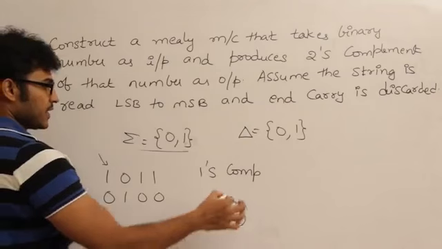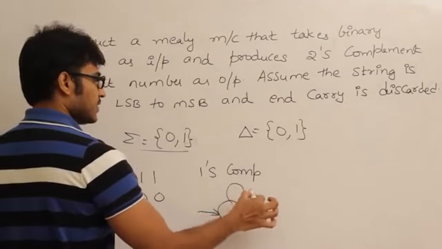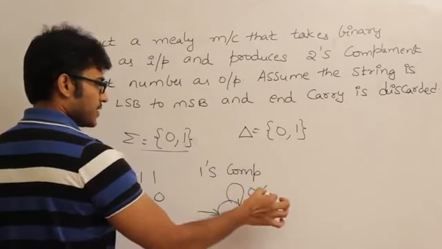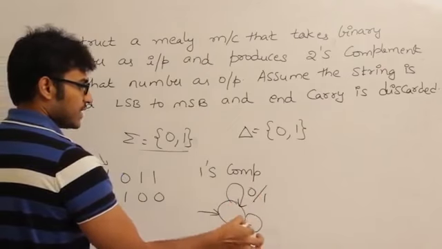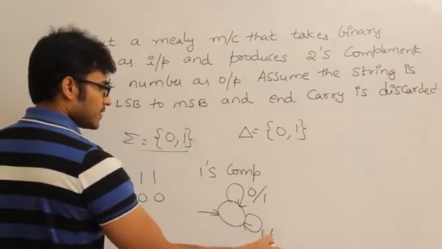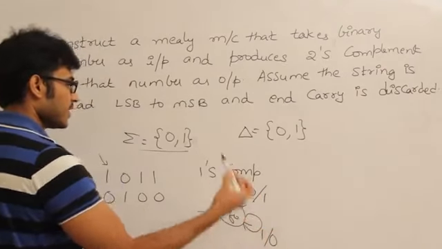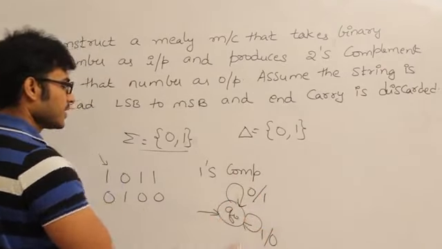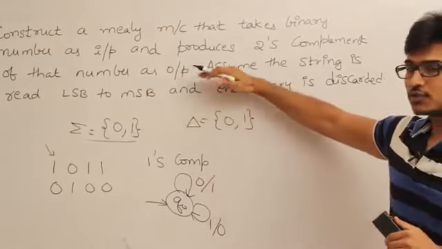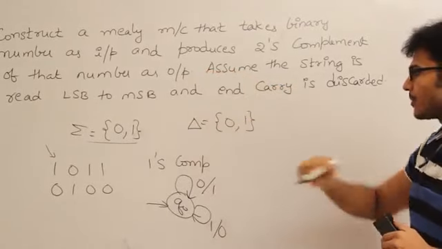I'll be in the initial state. If I see a 0, I'm going to convert it to 1. If I see a 1, I'm going to convert it to 0, and just one state is required, nothing else. So if you have to trace out and see how this one is working, I'm talking about ones complement, not twos complement. I haven't reached this problem yet.